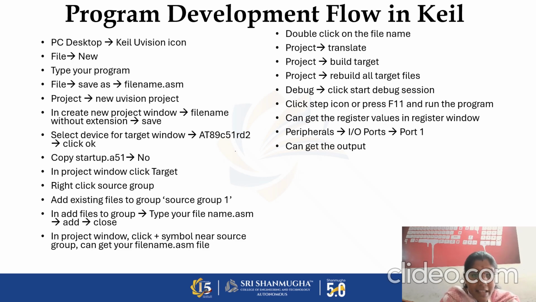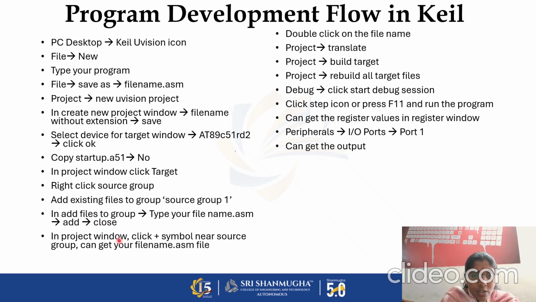After that, in the project window, which is visible on the left side of your window, click Target and right click on the source group. Add existing file to group source group 1. In the add file window, type the file name you have already saved, with the .asm extension, and add it. After adding your file, close the window.